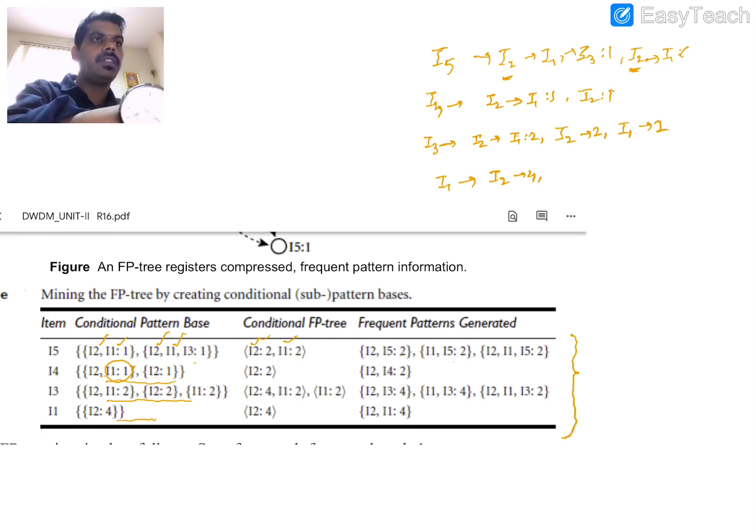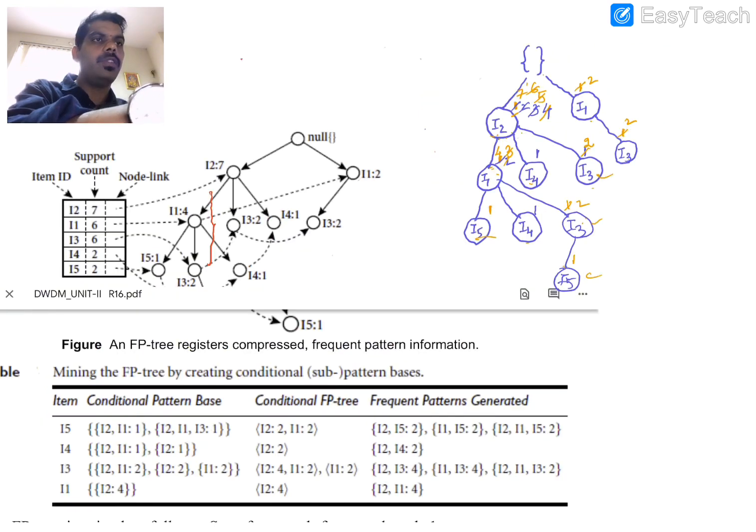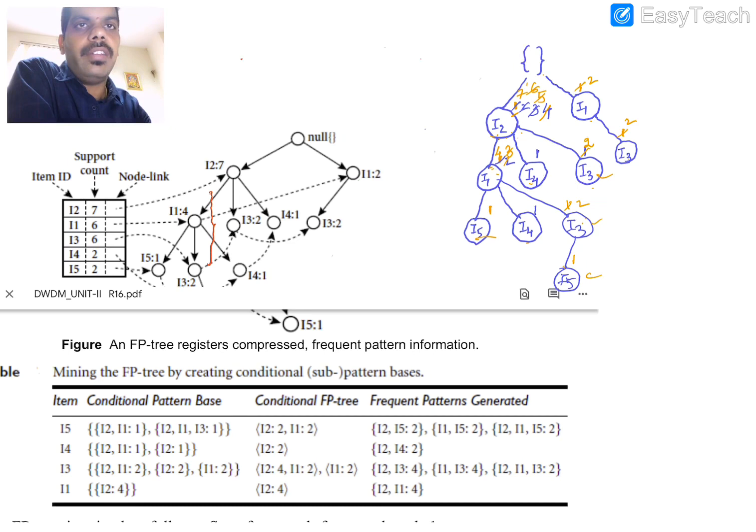So for this, what we have seen, once again I am going to explain. Initially we started with the transactional database, and each and every list of items we have arranged in descending order. Then we started constructing the FP tree. For that we started with an empty set, and observing each and every list of items and rearranging the items one after another, as per the frequency we are going to increase the frequency.